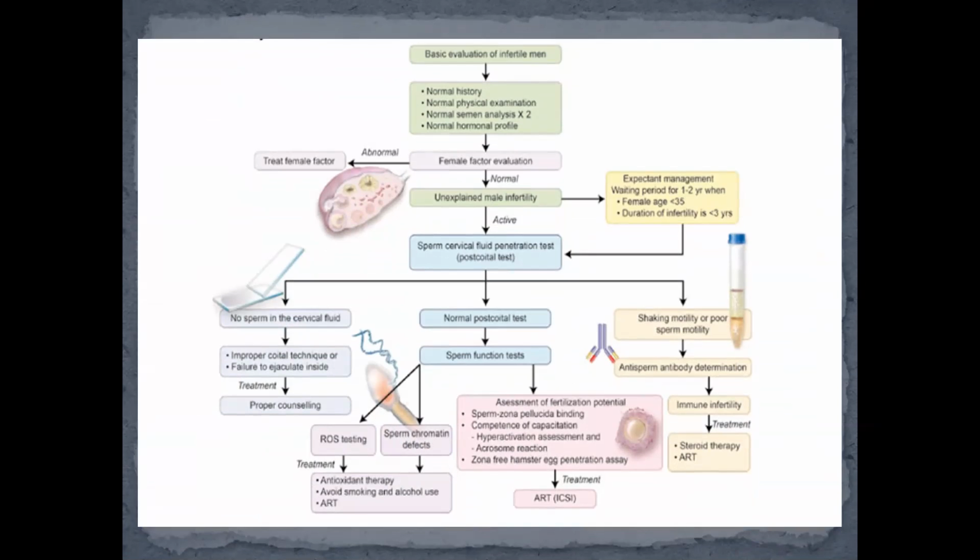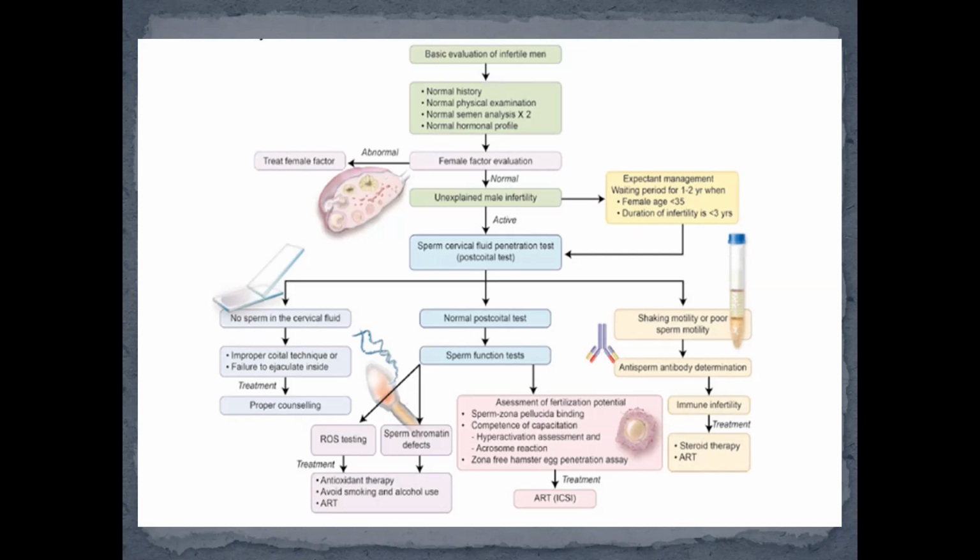What is the basic evaluation of infertile men? First of all, we start with the history. We obtain full anamnesis, and a physical examination is performed. After that, we require semen analysis and a hormonal profile. We check the level of the hormones in the blood serum. Also, we treat the female factor if such exists. We make the evaluation of the female.